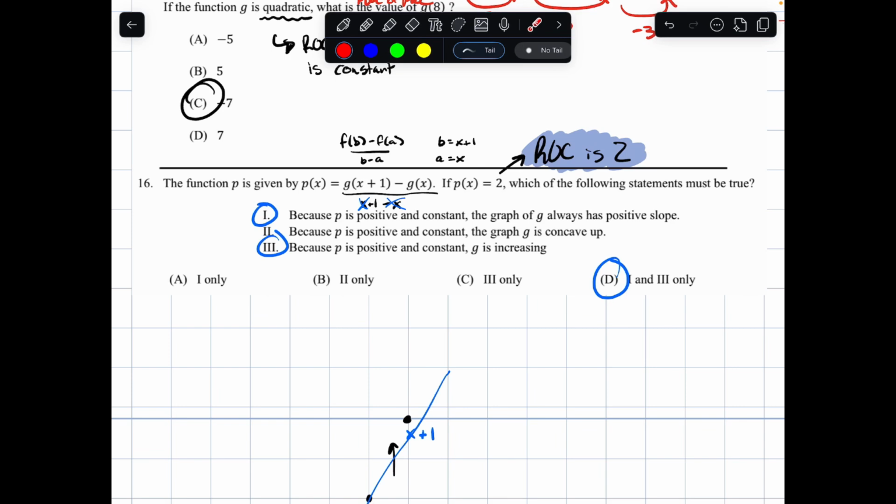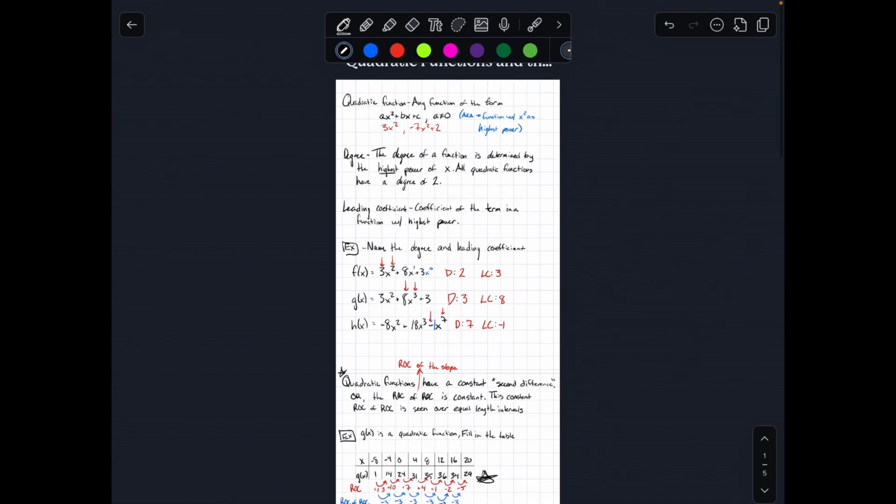So let's just review our answers. Because p is positive and constant, we could say that it's positive slope. Our rate of change is 2. And because p is positive and constant, it's increasing. Well, it's positive, so I know it's going up. I can't say that the graph is concave up because I know it's linear, and as we learned in the last video, linear lines have no concavity. So that is it for today, talking about the quadratic functions.